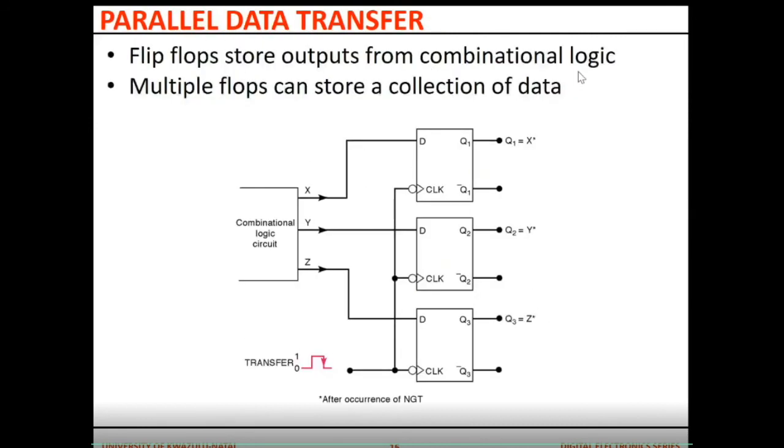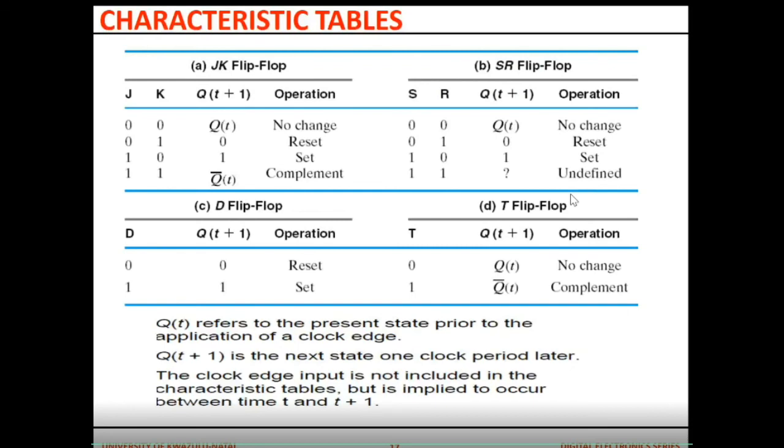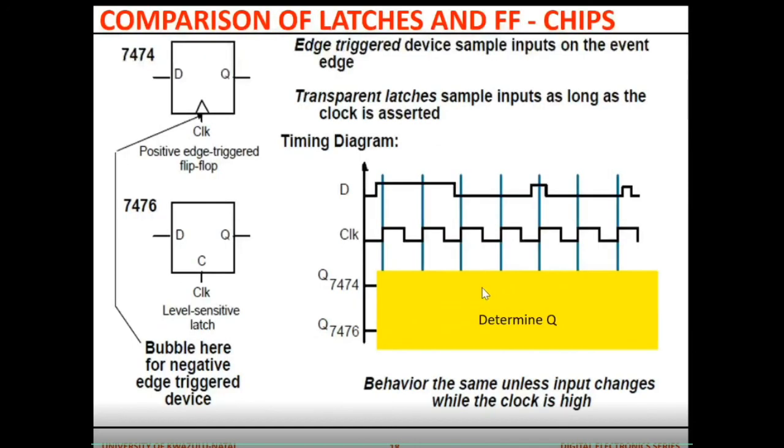So parallel data transfer uses several flip-flops. That is flip-flop 1, 2, 3 to get your memory, your bytes of data. So this is a summary of the characteristic table of a JK, SR, D, and T flip-flop. They are all given in the exam. There is no need to memorize, but you need to understand their functionality.